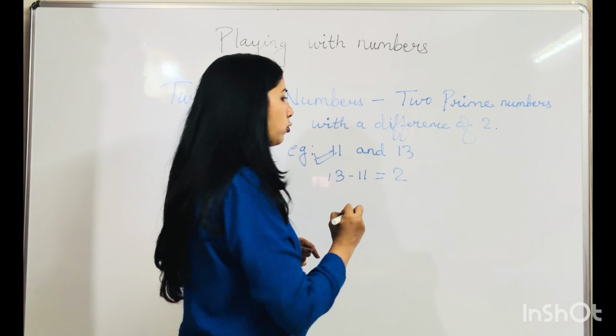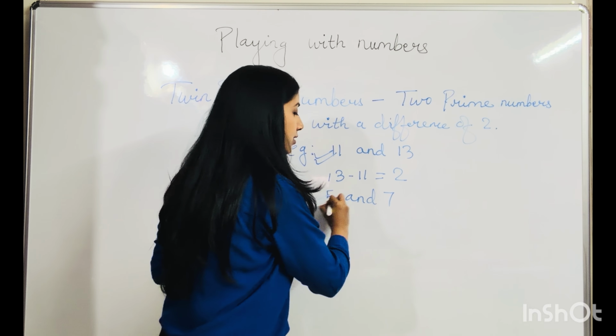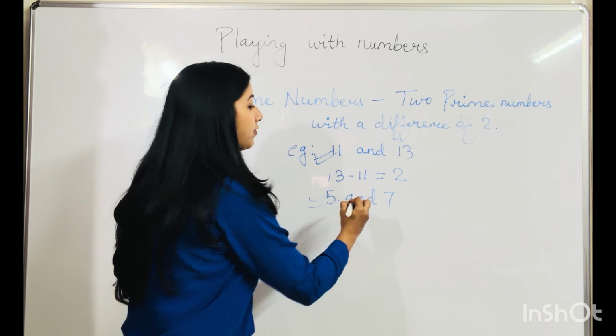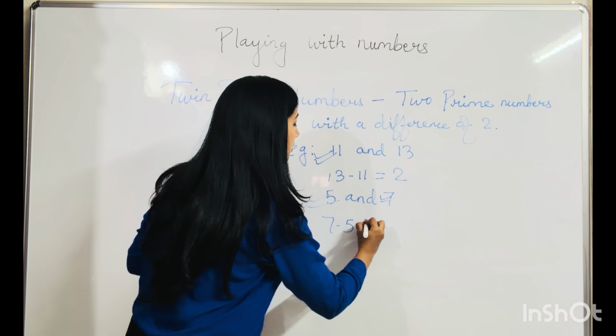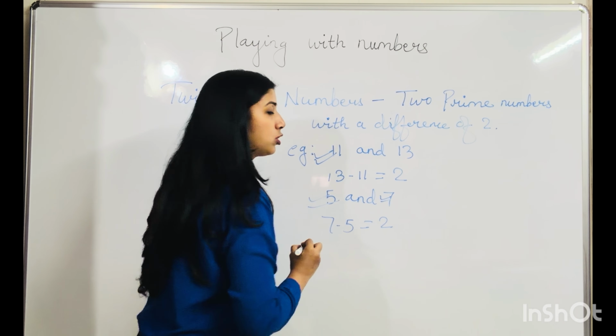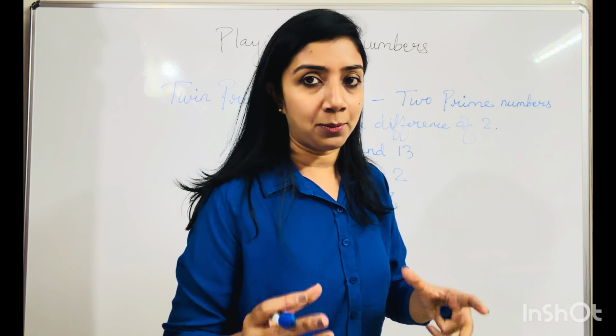Now I'm giving you one more example, 5 and 7. Here 5 is a prime number, 7 is also a prime number. Now the difference of 7 and 5 is 2. So 5 and 7 are also twin prime numbers.